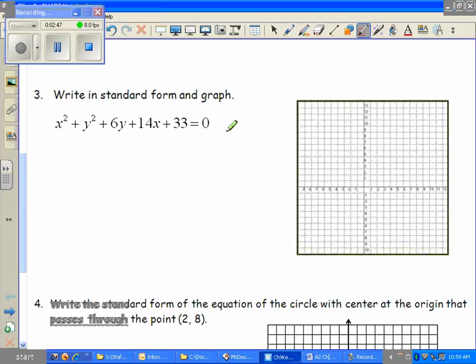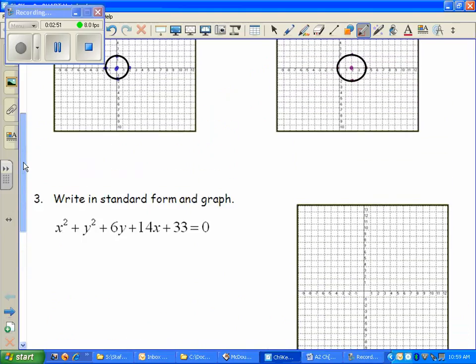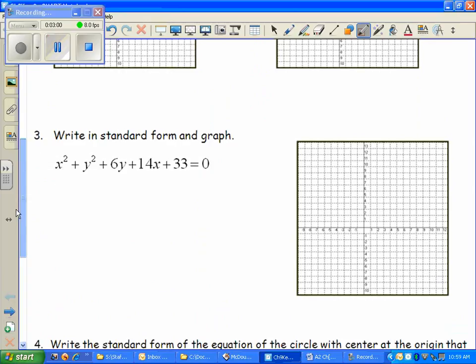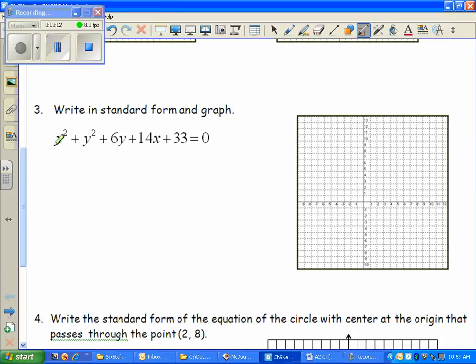Now, for the third problem, we are having to rewrite this equation. Notice it just sort of looks like a mess right now. We're having to rewrite it into standard form. It's going to look like problem number 2 does, where we have these parentheses and then squaring it. And to get to that point, we know that we're going to have to complete the square because we have x squared and we have x's and we have y squared and we have y's. That's what tells me I will have to complete the square.